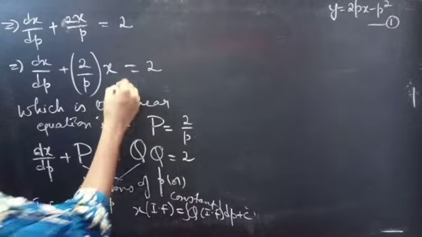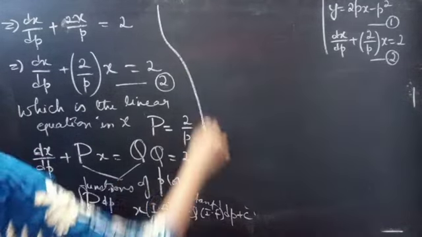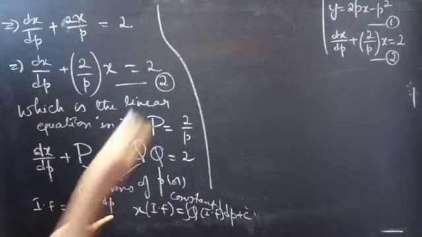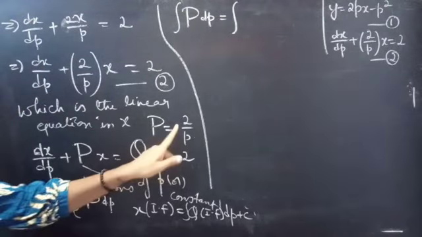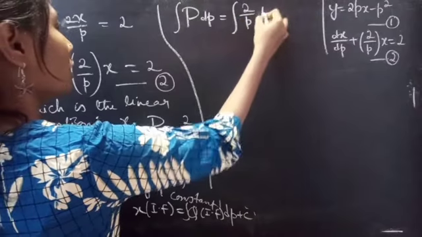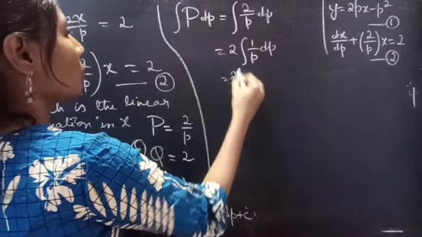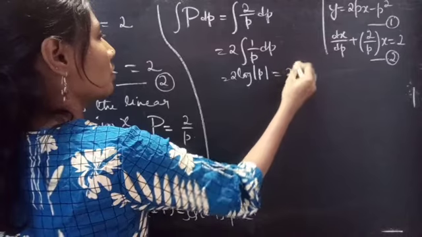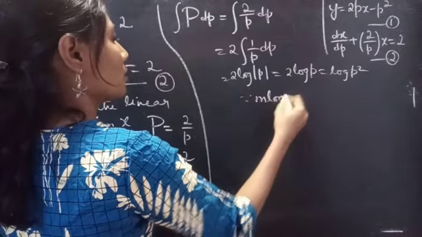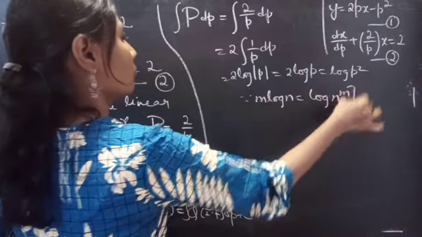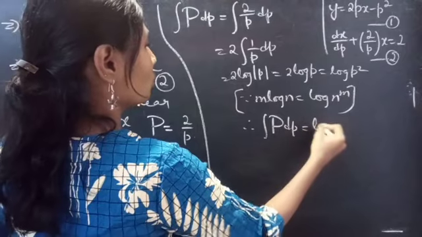Now consider the linear equation as equation number 2 for our convenience. Now we need to find the integrating factor. Before heading to the integrating factor, let's find integral P dp, which is the integral of 2 by p dp. This equals 2 into integral 1 by p dp. We know that integral 1 by p is log mod p. Then we can write it as 2 log p, which equals log p square, since m log n is equal to log n to the power m, right? So therefore integral P dp equals log p square.